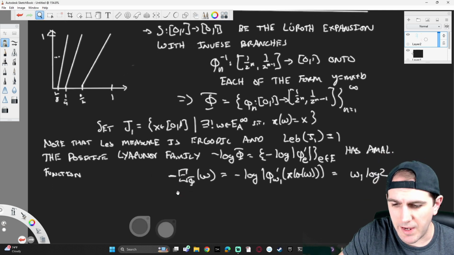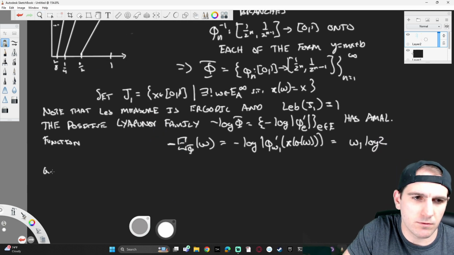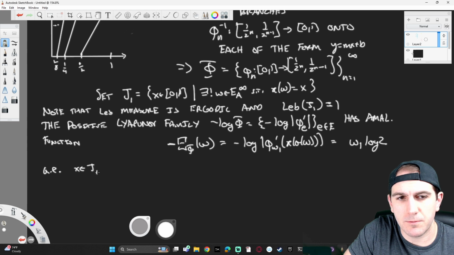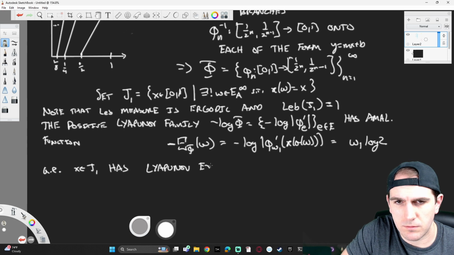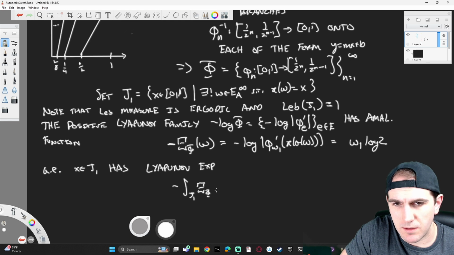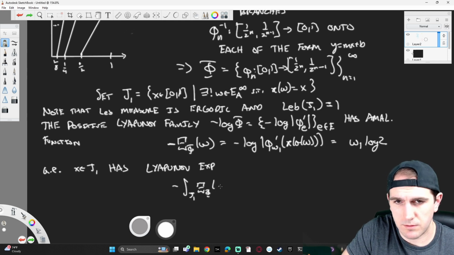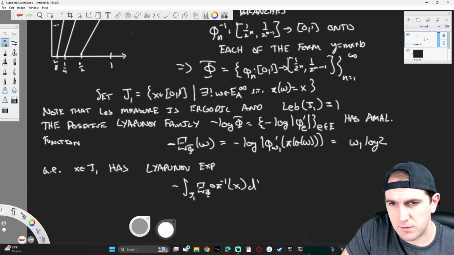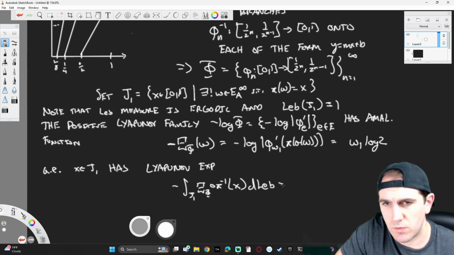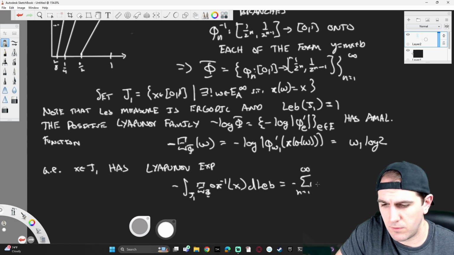So with that, almost every x within J1 has Lyapunov exponent minus the integral over J1 of C phi composed with pi inverse of x d Lebesgue, which, it turns out, will be a discrete sum of minus n log 2 over 2 to the nth power, which is equal to 2 log 2.